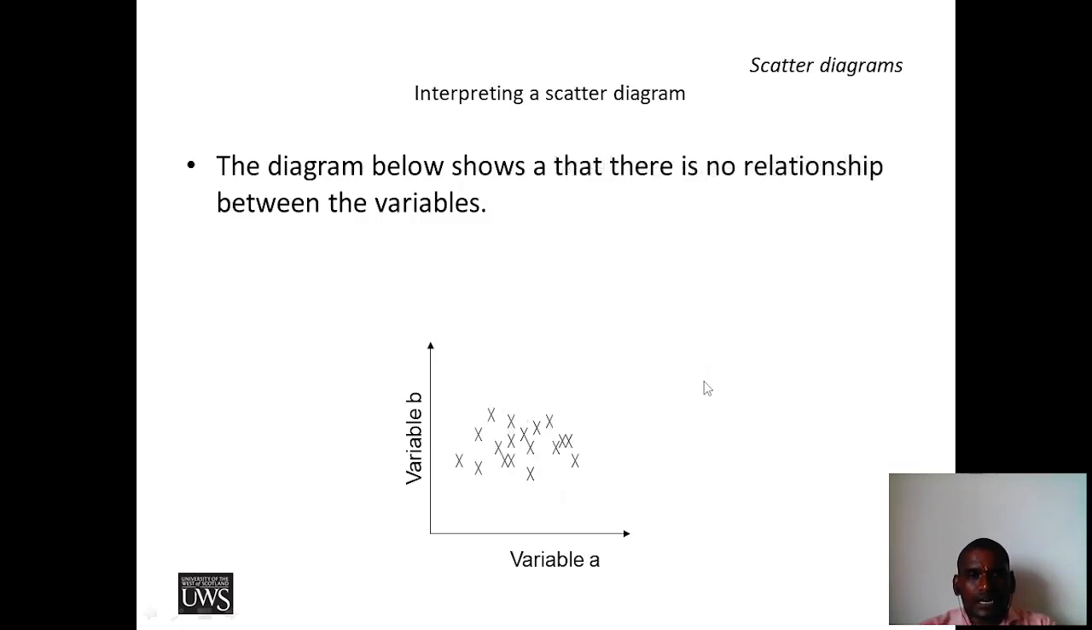And then another one represents that there is no relationship between the variables. The points can appear anywhere. Variable a and variable b have no relationship between them. We cannot identify the relationship between variable a and variable b. No relationship will be represented in this diagram. Okay, so that's all about the types of scatter diagram.